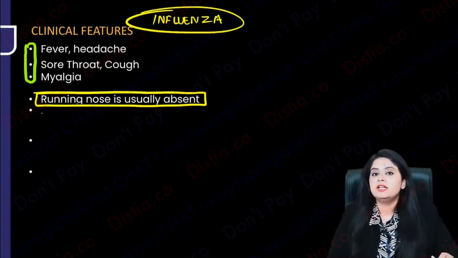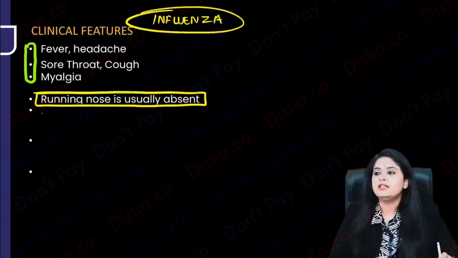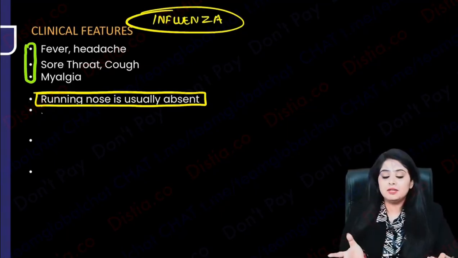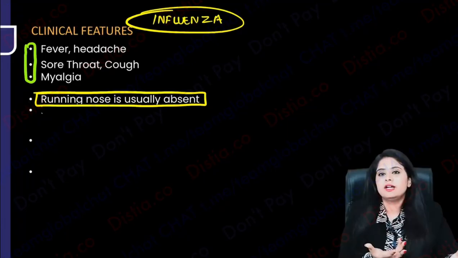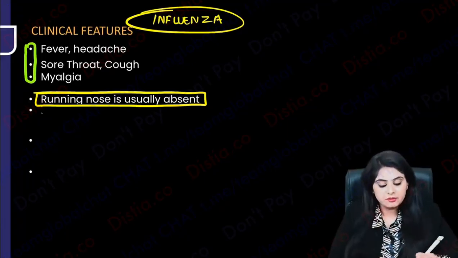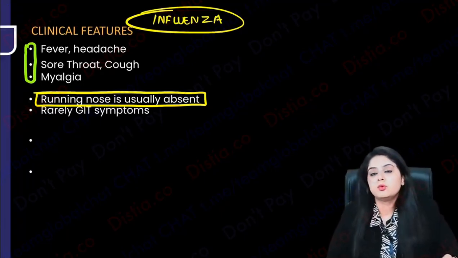Read these points: a running nose is usually absent. Although COVID is a different family, even with COVID, because it is also a type of influenza, you must have seen people having diarrhea, people having GI symptoms. So rarely, GI symptoms have also been reported with it.